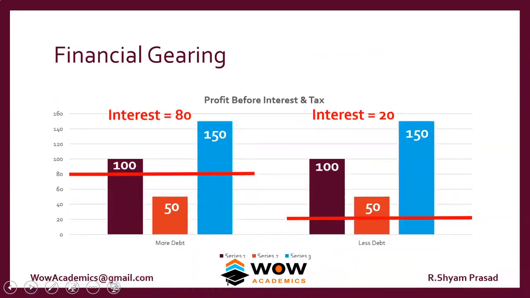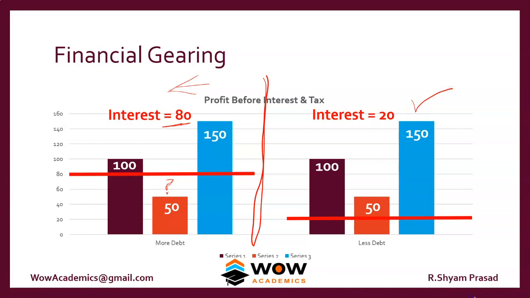This is an example for financial gearing. Assume that this part of the question is a highly geared company. They are paying a high amount of interest. For one year their profit is 100, another year it's 50, another year it's 150. When you are highly geared, you could not pay the interest in certain years. So in those times, the company has to borrow more money or sell off some assets to pay the interest. That is a very risky position.